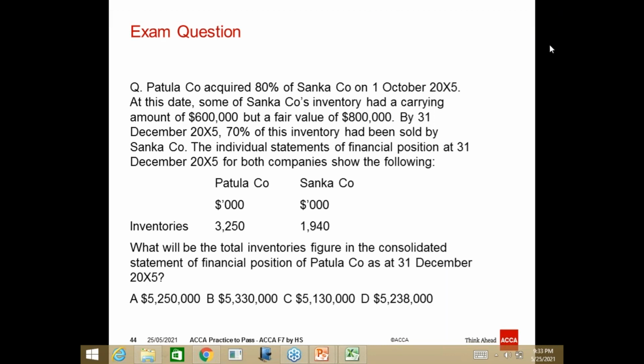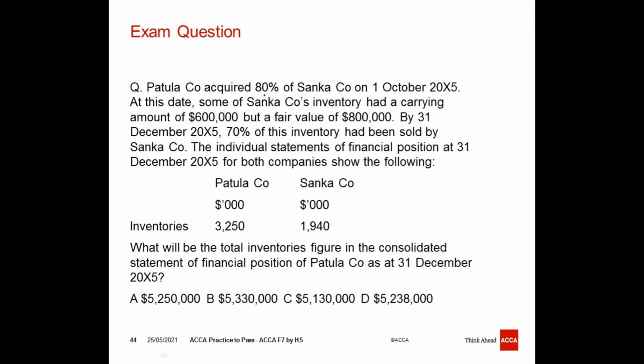Okay, so let's start solving this question. Petula acquired 80% of Sanka on 1st October 2005. At this date, some of Sanka's inventory had a carrying amount of 600,000, but had a fair value of 800,000. So now you can see here that at the date of acquisition, there is an upward revaluation or fair valuation adjustment of an inventory, which is 2 lakh.